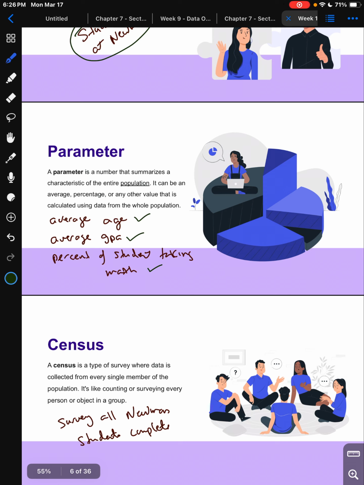A census is a type of survey where the data is collected from every single member of the population. It's like counting or surveying every person or object in a group. So if Newman would give a survey to all students, that would be considered a census.